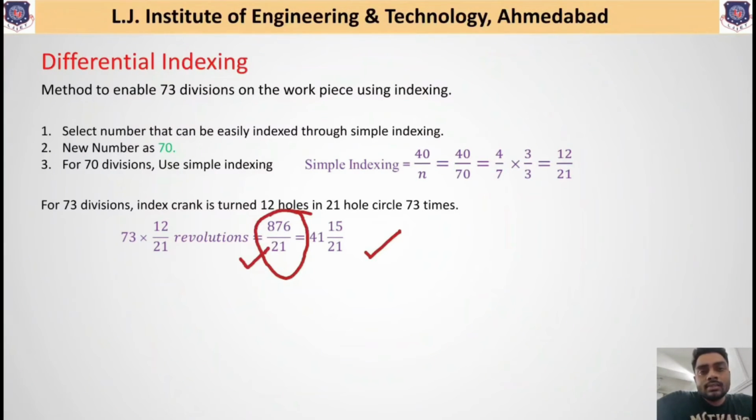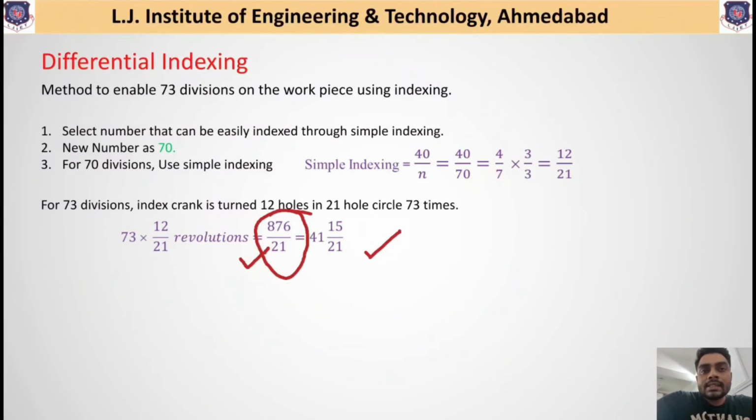And as we know, for one complete revolution of the workpiece there is a worm and worm gear arrangement available, and due to that arrangement 40 revolutions of the crank wheel result in one complete revolution of the workpiece. But over here we have given 41 complete revolutions, that means we have given extra movement to that workpiece to obtain this 73 division. So it is not possible to obtain an equal number of divisions or equal number of teeth on the workpiece.